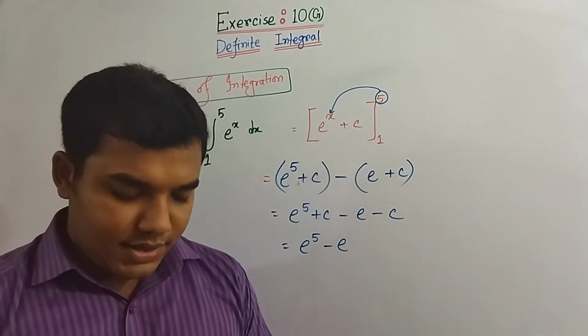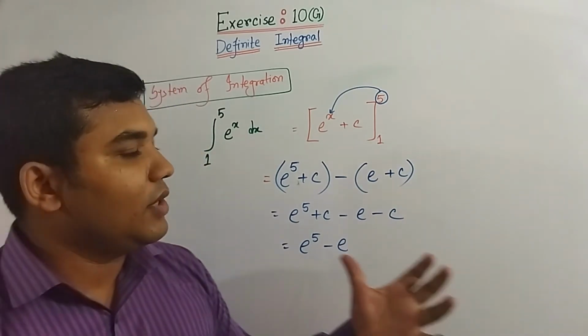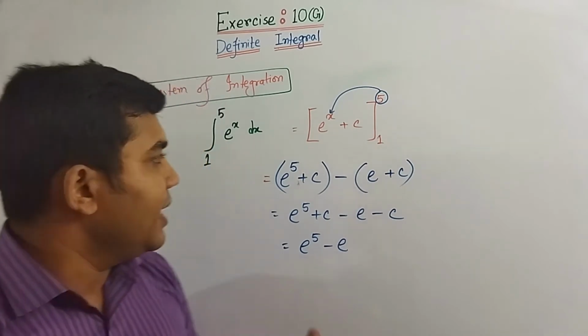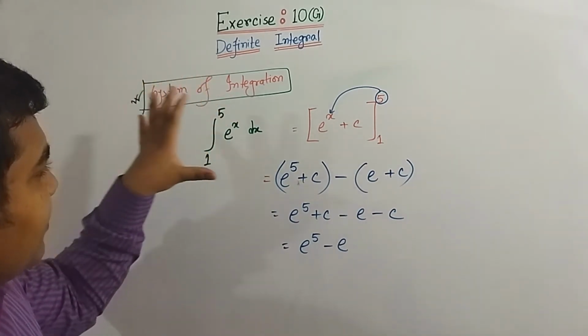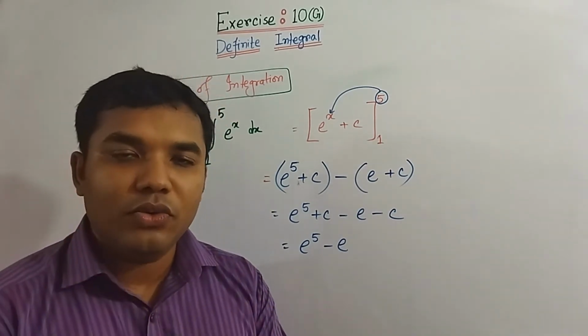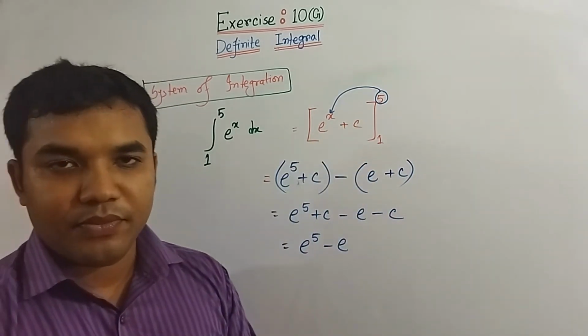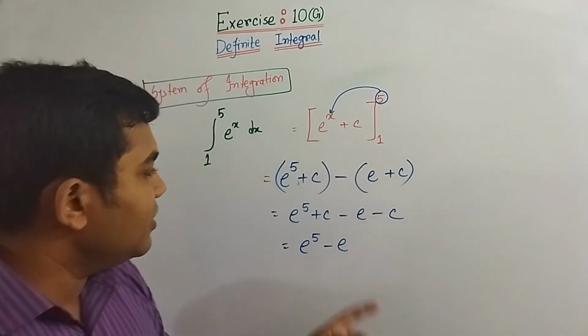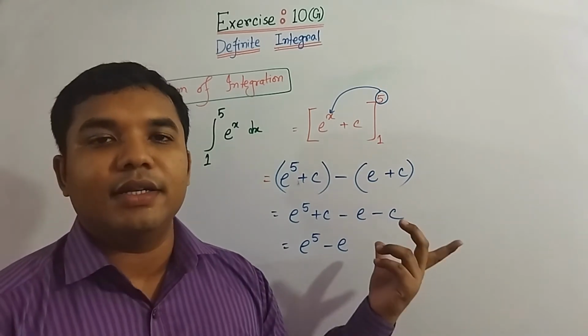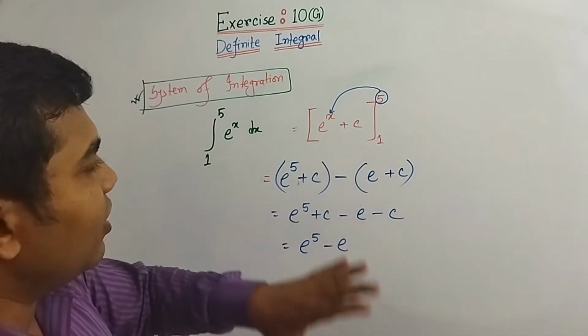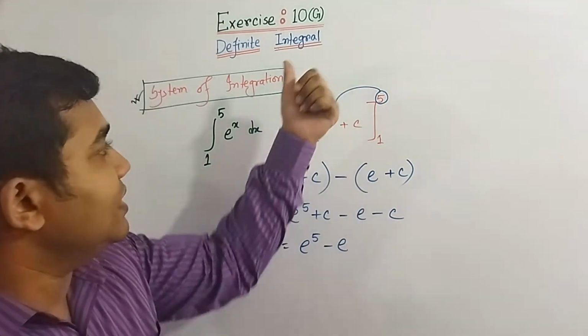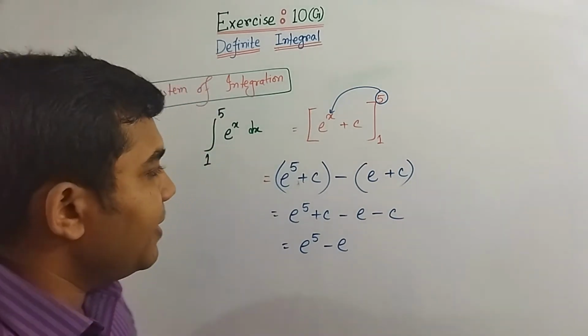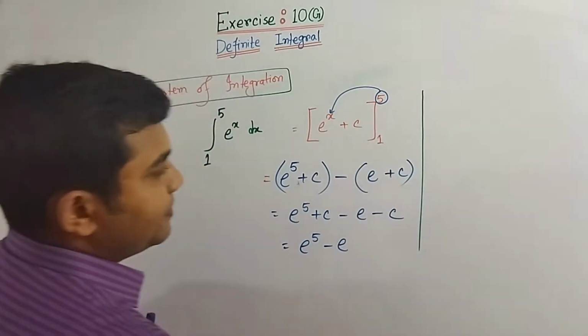So my dear students, what I actually wanted to tell you from here is that in the case of a definite integral we don't write the c. Why we don't write c? Because c will be cancelled. That's the answer. That's why we will not use the c in a definite integral. Okay, so how about that?